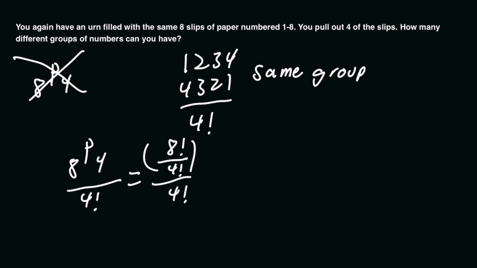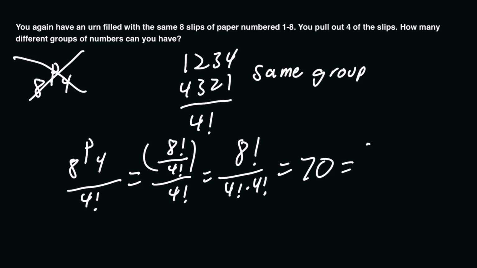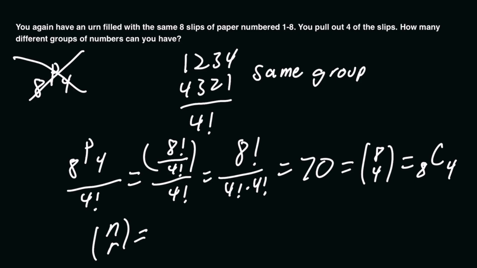Thus our answer is 8P4 over 4 factorial, or 8 factorial over 4 factorial times 4 factorial, which ends up as 70. There are two ways of writing our answer: an 8 on top of a 4 inside of parentheses, or 8C4. The formula for this function, known as the choose function, for variables n and r is n factorial over n minus r factorial times r factorial.